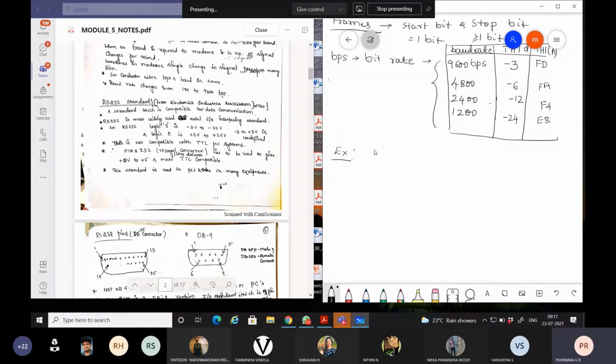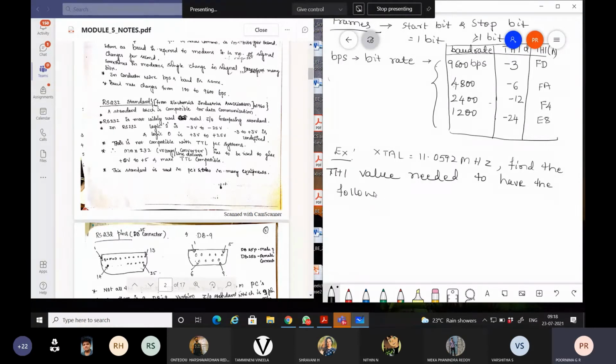Example 1 says that given the crystal frequency of 11.0592 megahertz, find the TH1 value needed to have the following baud rates. This is an illustration of how we got these values. Which are the following baud rates?